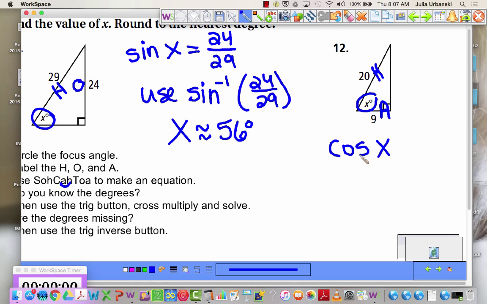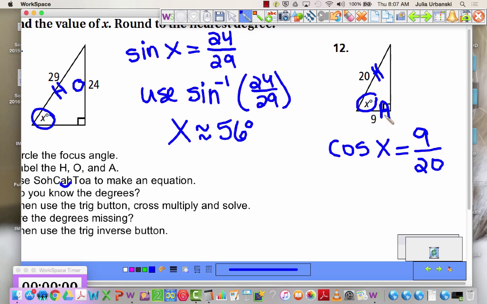X. Yep, it's always the degrees. Cosine of the degrees equals. Cosine is adjacent over hypotenuse, so what number is going to go on top? 9. And what number is going to go on the bottom? 20. Okay, so that's the same as yesterday.